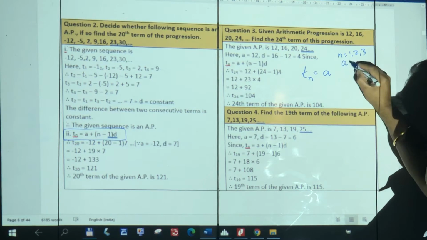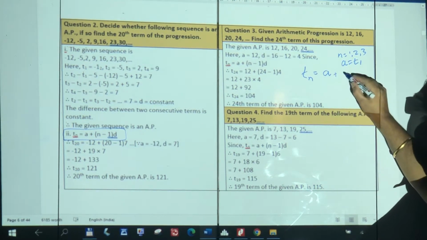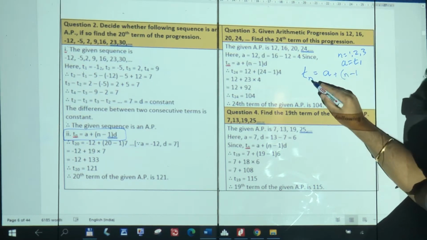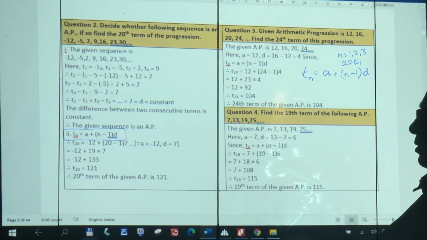What is a, my friends? A is the first term. Plus n minus 1, whatever n they gave, right here also. And what is d, my friends? The common difference. Okay, so simple.